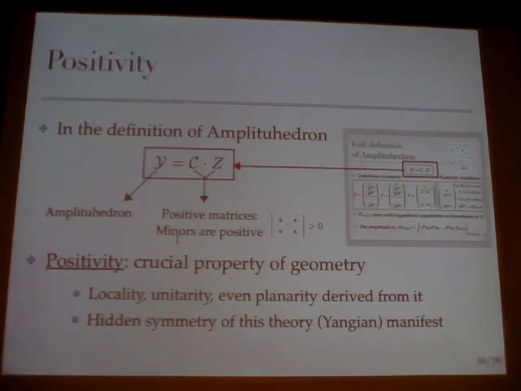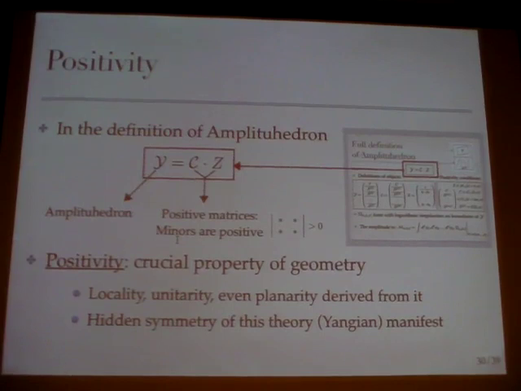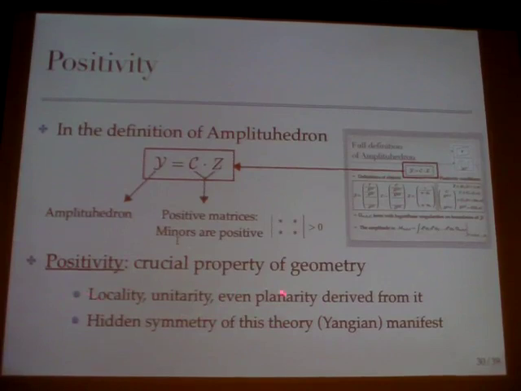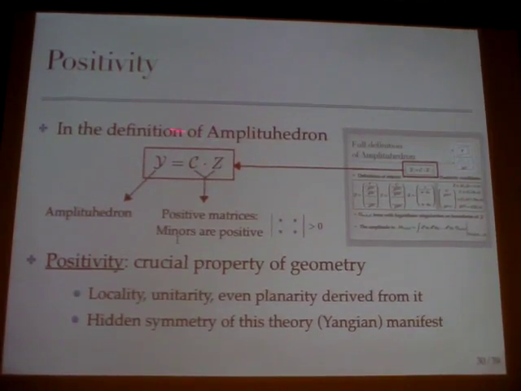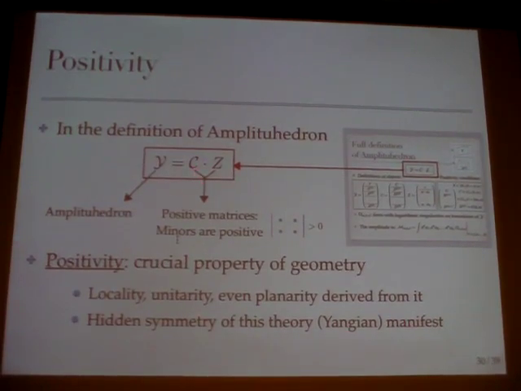Y is the Amplituhedron space, and C and Z are two matrices, and these are positive matrices. By that I mean that the minors of these matrices are positive. These matrices have just real numbers in them, and they satisfy the condition that the minors are positive. The precise combination of which minors are positive depends on which Amplituhedron we consider. But positivity is the crucial property of this geometry, and everything can be derived from it. Locality, unitarity, and even planarity can be derived from this equation, and even the Yangian symmetries manifest from positivity.